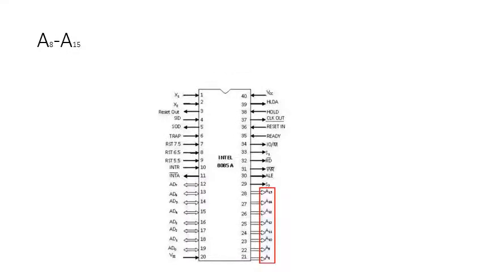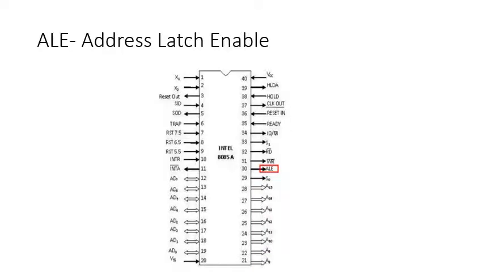Next is about pin number 21 to 28, the dedicated address lines. These dedicated address lines carry the higher order of the address bus. The address is sent from the microprocessor to memory. Next is pin number 30, address latch enable, ALE.